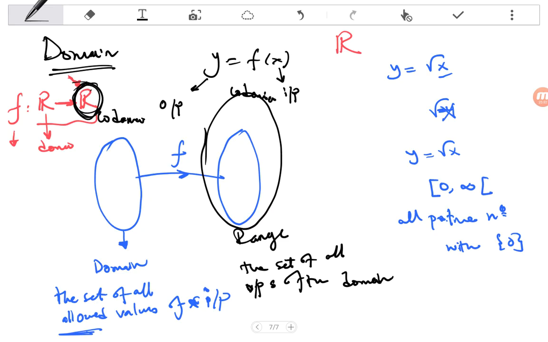Usually we take the codomain to be the real numbers. Okay. But when I say I need to find the range, this blue set is called the range. What is the range? It is the set of all outputs. The set of all outputs is different from the codomain. A codomain is just a bigger set that includes the range. Okay.